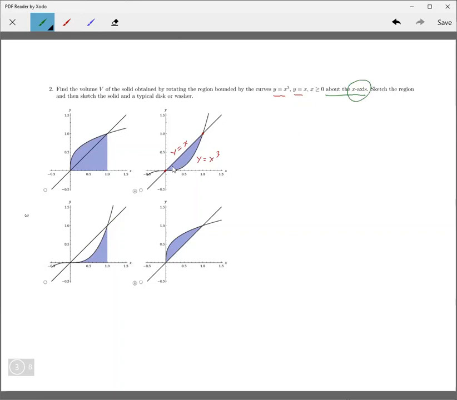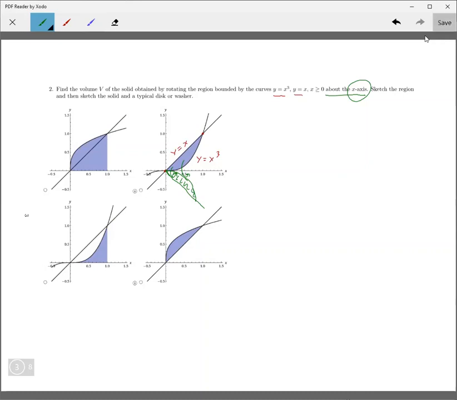And that's going to be revolved about the x-axis. So here's the x-axis. So that's going to be revolved this way again. What's going to happen is this line right here revolves to here, and then this curve revolves to here. So you're going to get this right here.